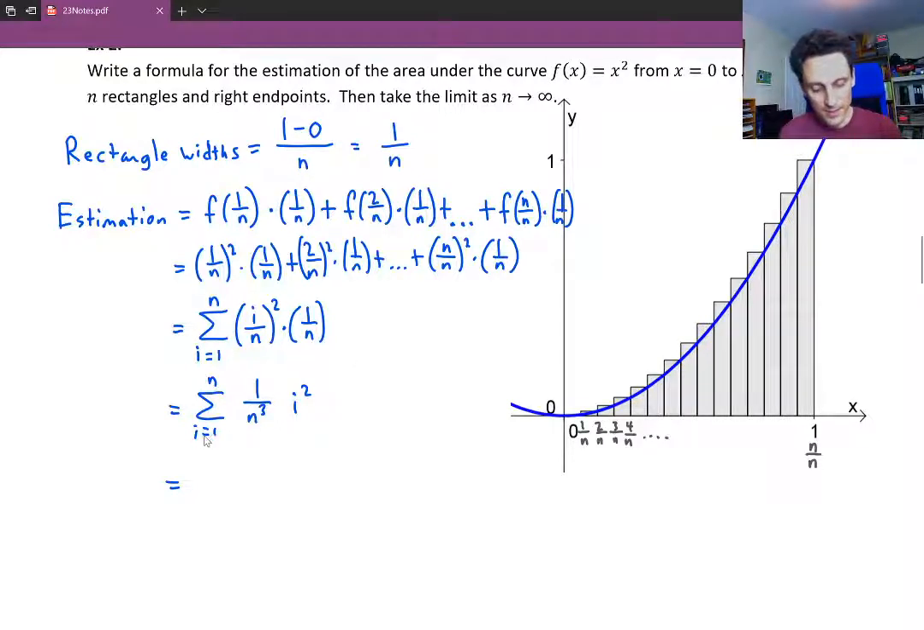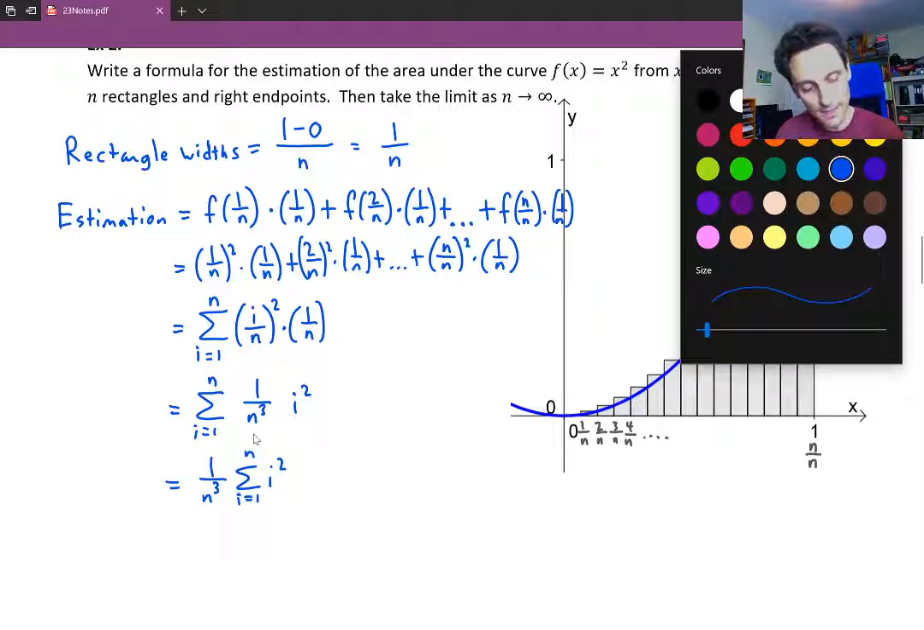But as we mentioned, the only thing that's changing here is the i. The 1 over n cubed is not changing from term to term. It's a constant from term to term. So we can factor out that constant from the whole summation. If every term has a 2 in it, you can factor out a 2 from every term. If every term has a 1 over n cubed in it, you can factor out a 1 over n cubed from each of the terms.